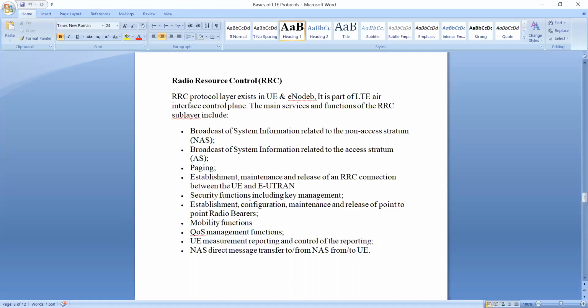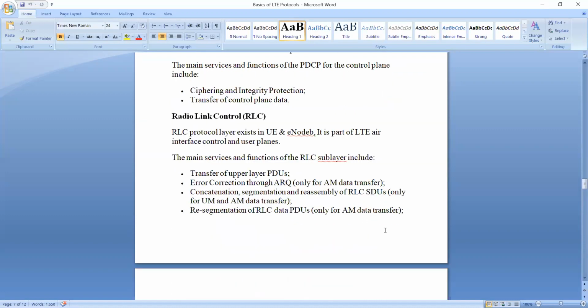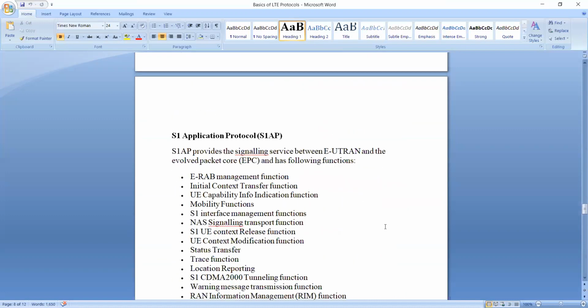Have you noted down these functionalities of RRC? Yes. Okay, so let's discuss NAS layer.